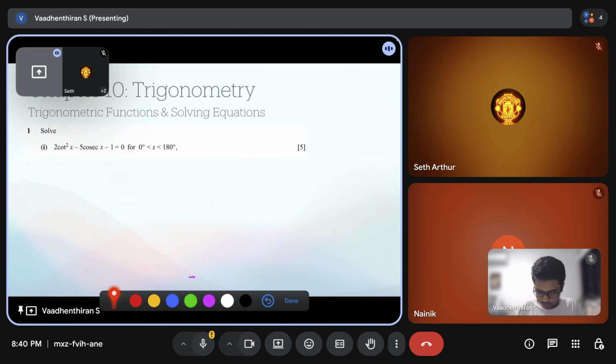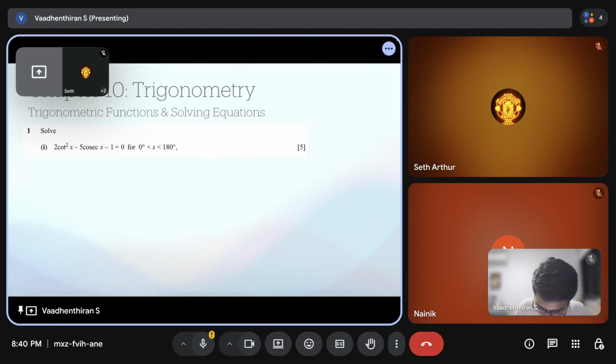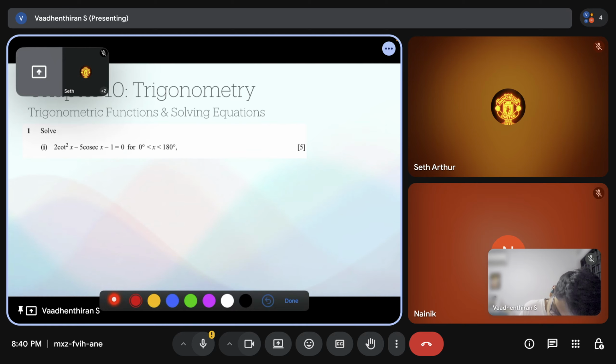Small exercise here, you can just try this question: 2 cot squared x. Once you have finished, you can just let me know so we can move on.